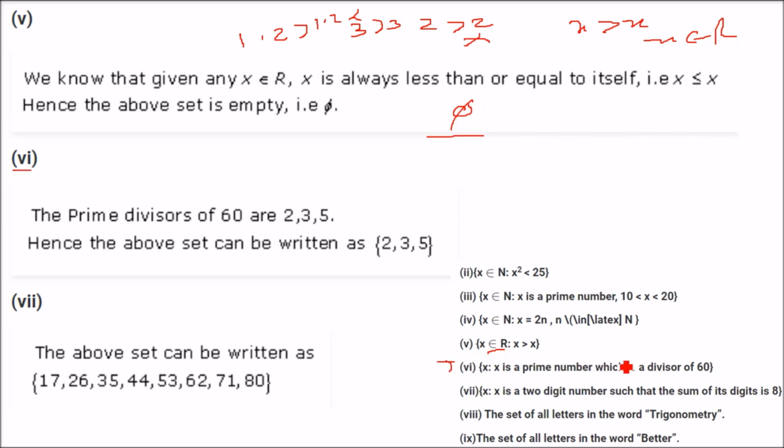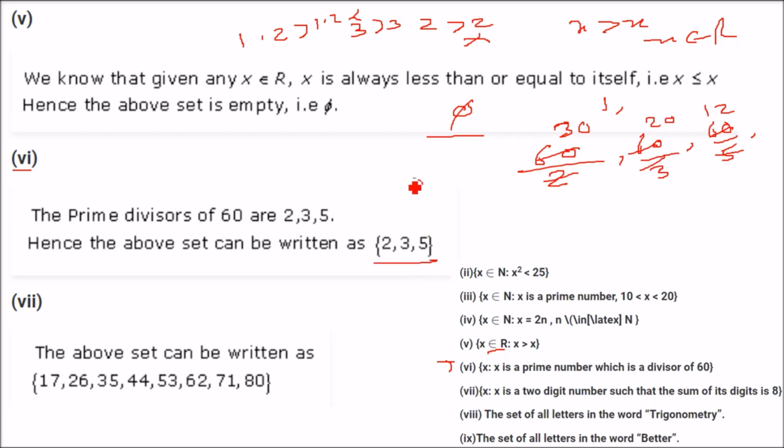Then next is: x is a prime number which is a divisor of 60. So 60 is divisible by what? Let us start with 1, 2. 2 is the first prime number. Then we have 3, then 5. Then 7 doesn't divide. So these are the three prime numbers which are divisors of 60. 2 divides it truly: 2 thirties are 60, 3 twenties are 60, 5 twelves are 60. So we have 2, 3, 5 as the answer.